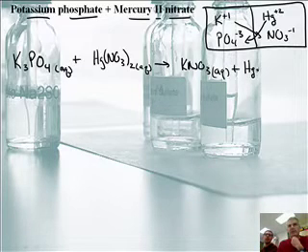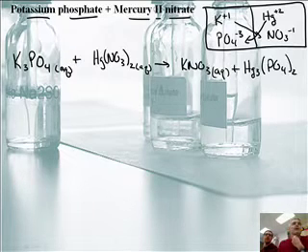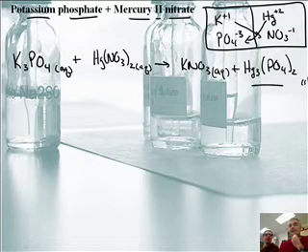So that'll be Hg3(PO4)2. That should be an O. All right. Mercury phosphate. And that is a solid. I don't think I want to mess with mercury. No, that sounds kind of nasty.